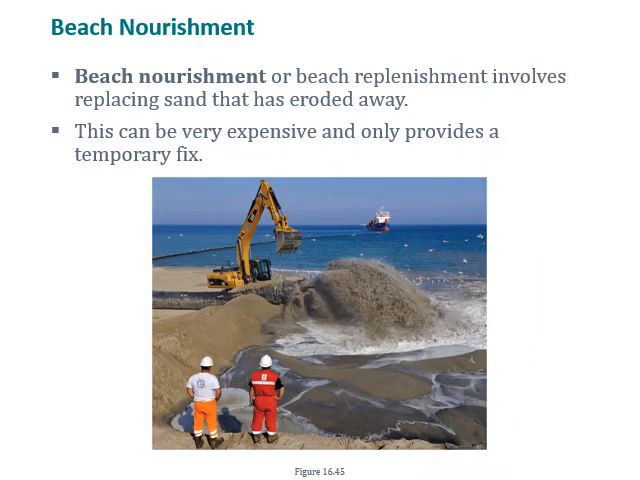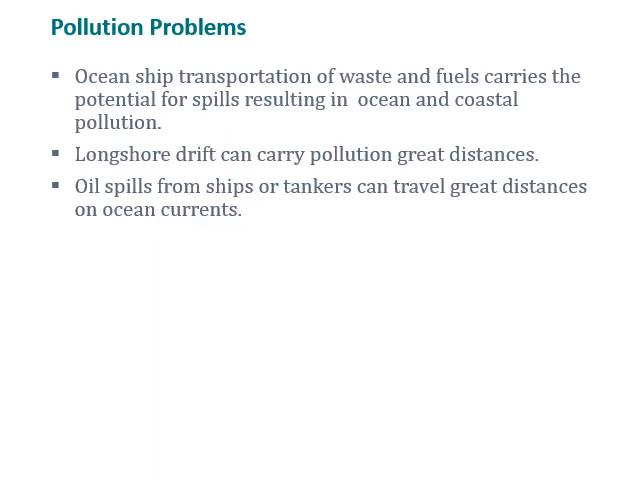Beach nourishment or beach replenishment involves replacing sand that has eroded away. This can be very expensive and often only provides a temporary fix. Lots of pollution problems in our oceans. For example, ocean ship transportation of waste and fuels carries the potential for spills, resulting in ocean and coastal pollution. Longshore drift can carry this pollution great distances, and oil spills from ships and tankers can travel great distances on ocean currents.